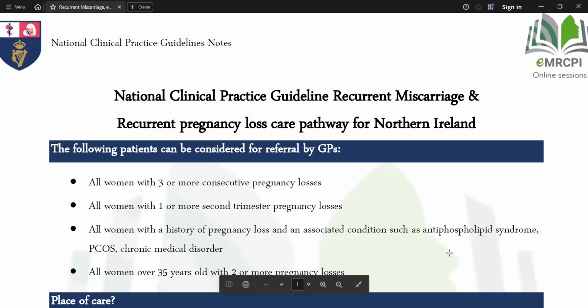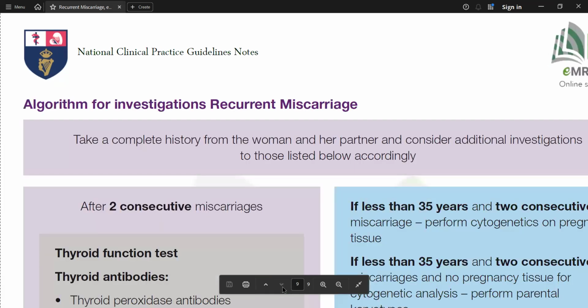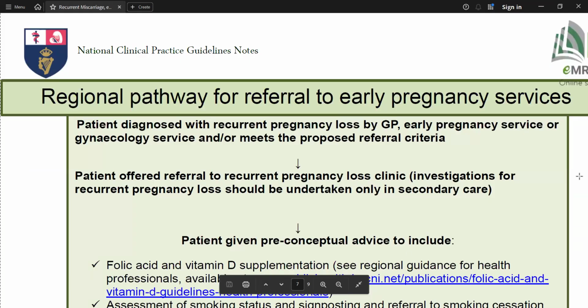And the reason why we need to know this is because when you figure out that this lady is RPL, you are going to refer her to early pregnancy service or recurrent pregnancy loss clinic, more specifically. So this could be an exam answer for your exam question. This lady with a specific criteria, or a lady who is presenting to early pregnancy service with the same criteria, what are we going to do with her? The correct answer is refer her to the RPL clinic. So who are they? Who are those ladies? Let's see the proposed referral criteria.